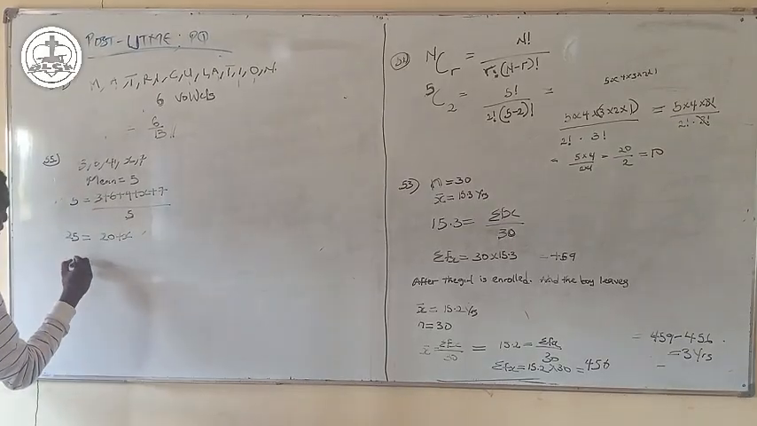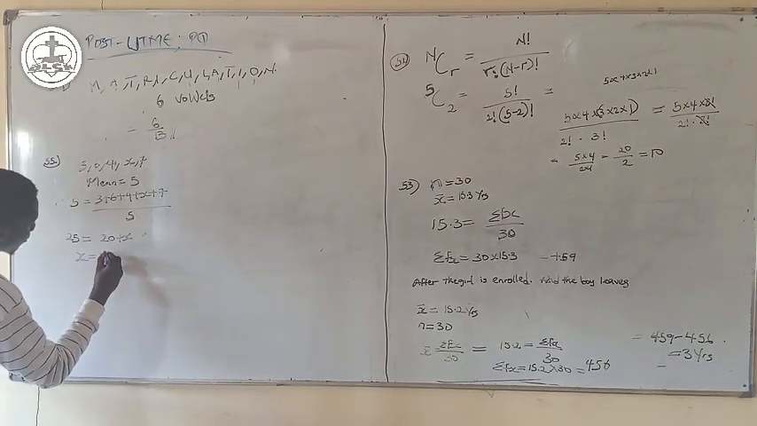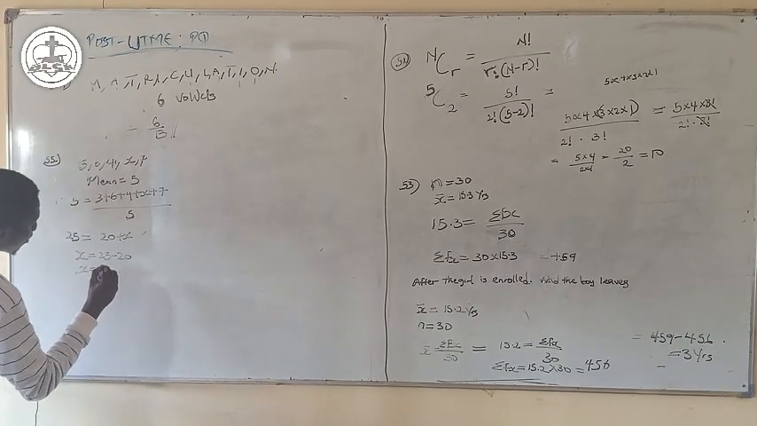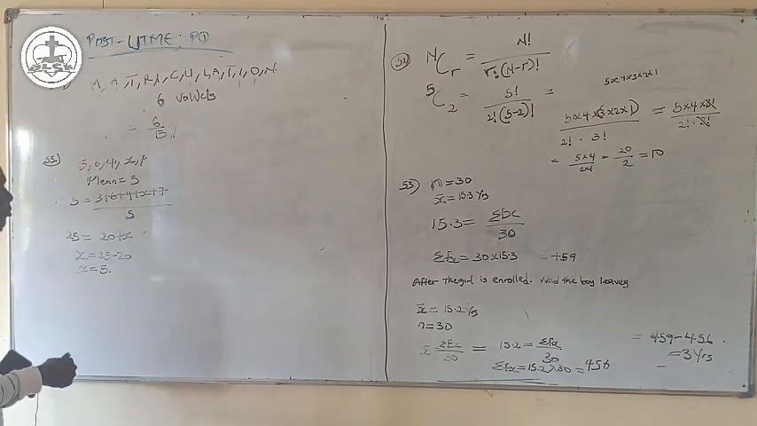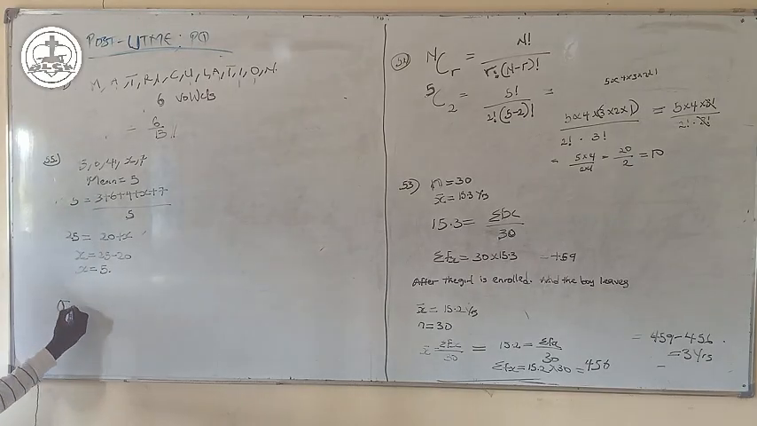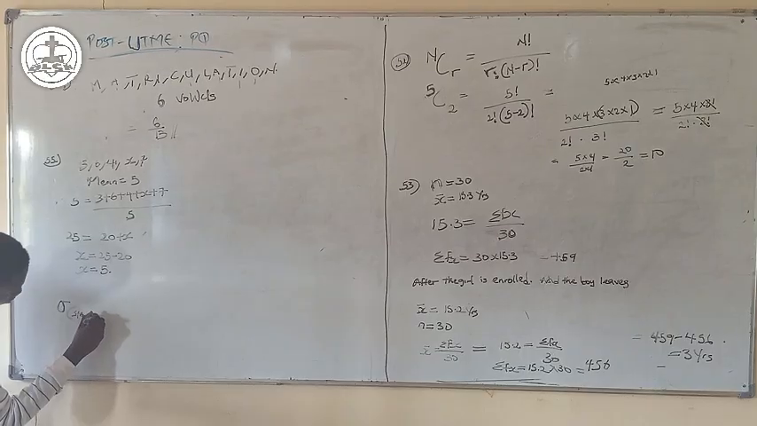Let's collect like terms, so let's bring x to one side. We have 25 minus 20. So our x is therefore 5. Now, the formula for standard deviation. This is the sign for standard deviation.